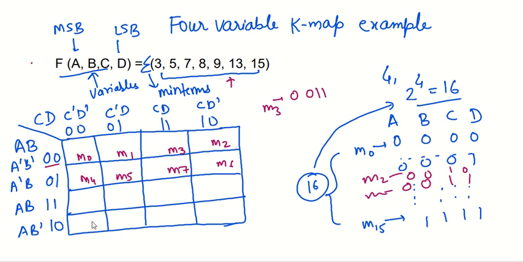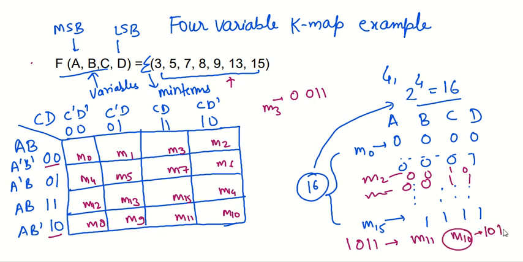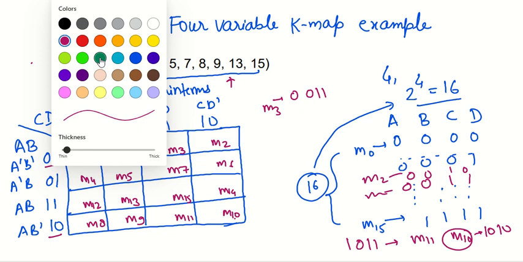The last row will be m8, m9, m10, m11, m12, m13, m14 and m15. So you can see that if you're talking about this m11, for this case it is 1, 0, and 1, 1. So when we have 1, 0, 1, 1, it is exactly denoting your m11. So we can take the base of m10. Suppose we are taking m10, it is 1, 0, 1, 0. See here it is m10, 1, 0 and 1, 0. So now we have identified the minterm locations.